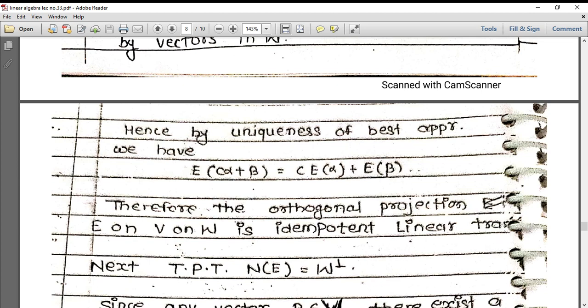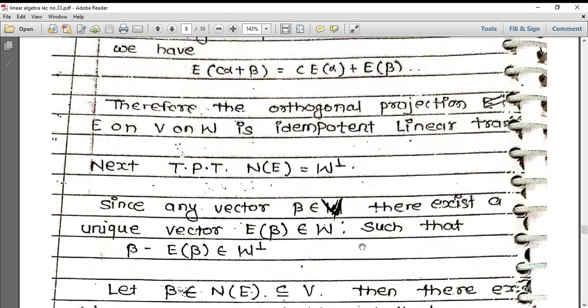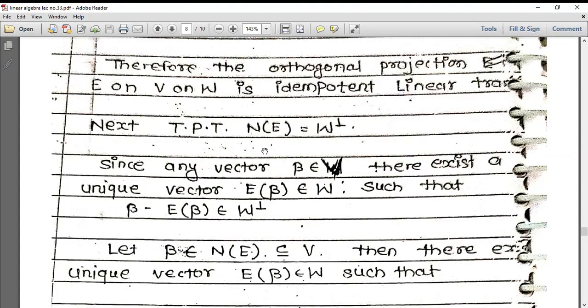Now, next we have to prove that the null space of E is nothing but W perp. Since any vector beta belongs to V, there exists a unique vector E of beta belongs to W such that beta minus E of beta belongs to W perp.